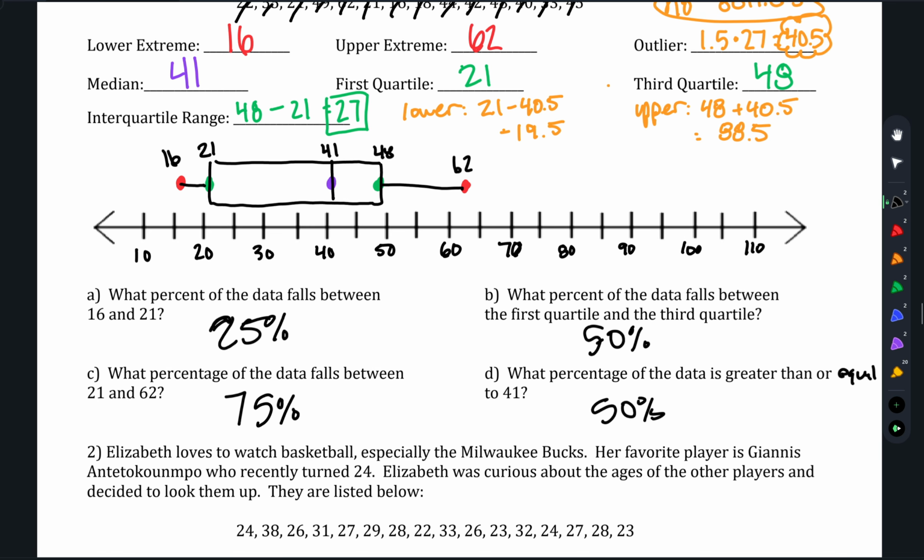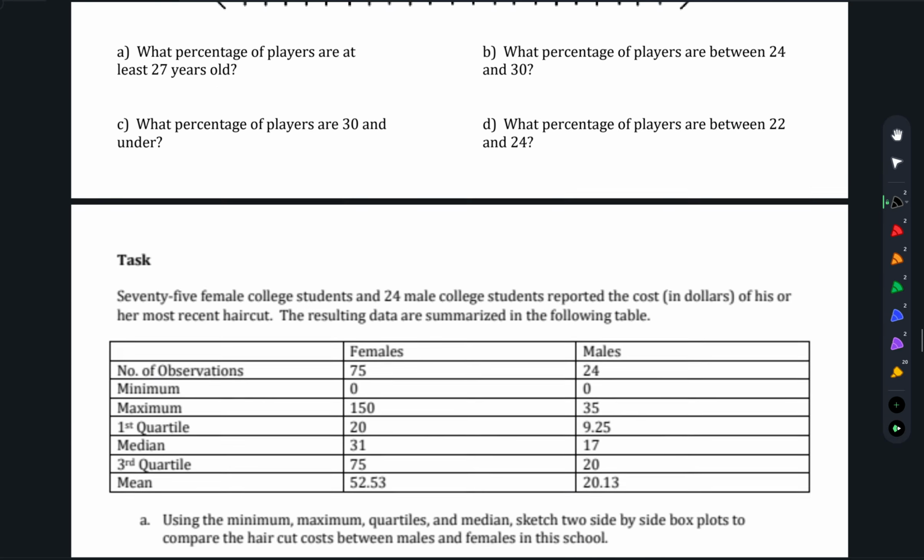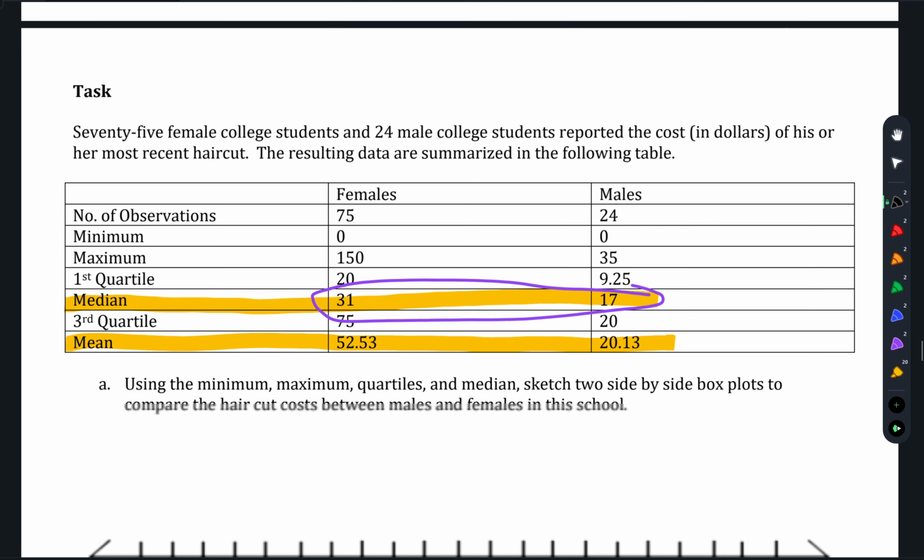Any questions on this? Are we okay if I skip the second one? We're going to go on to the third page. Everybody follow me to the third page.